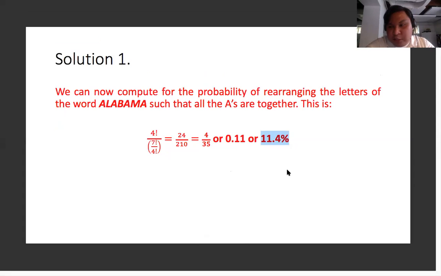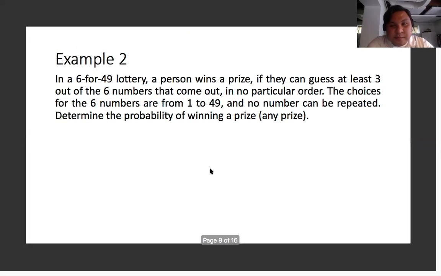Okay, so that wasn't too bad, right? Let's try to see what the next example is. All right. In a 6/49 lottery, a person wins a prize if they can guess at least 3 out of the 6 numbers that come out in no particular order. The choices for the 6 numbers are from 1 to 49 and no number can be repeated. Determine the probability of winning a prize, any prize.